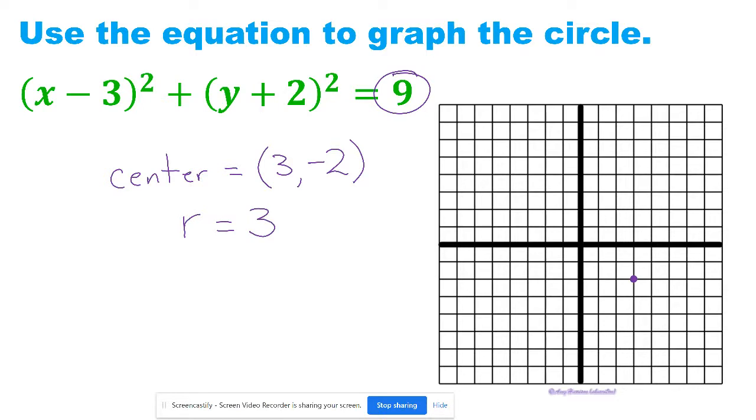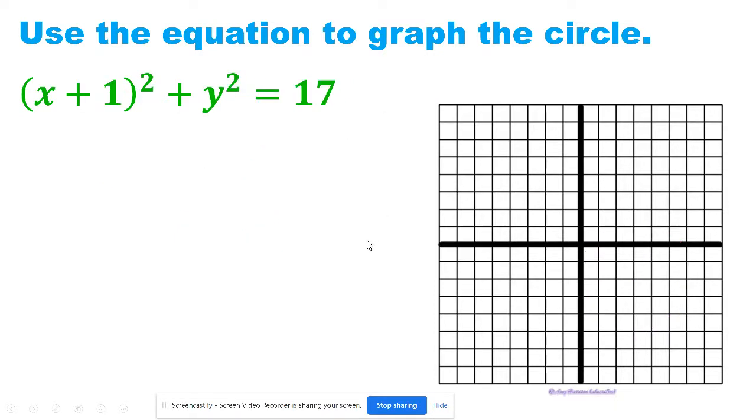So what I will do to graph this, and don't be too judgy on my circle drawing skills because they're not great, is start at the center. I'm going to go 3 up and make a point. That point would be on the circle. I'll go 3 down. There's another point on the circle. 3 to the left, 3 to the right. And I will do my best, which isn't great, to make a circle out of that. So that gives you a rough idea of what that circle should look like. But it's a circle with a center at (3, −2) and a radius of 3.